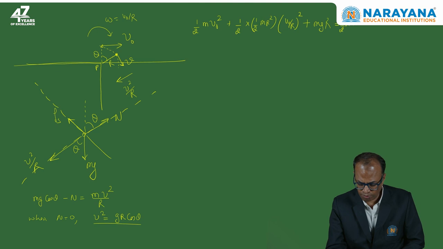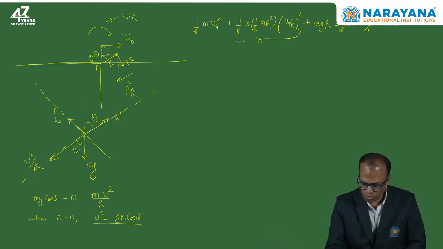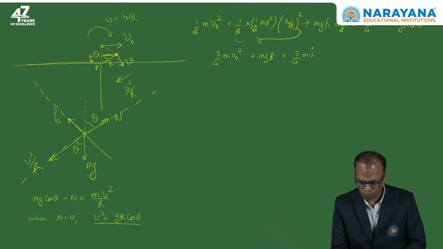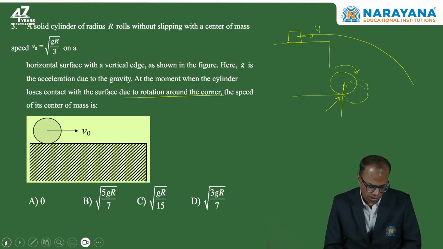and I'm going to equate this to final. Final will be 1/2 mv square plus 1 by 4 mv square. I have used this idea. This value will become 1 by 4 mv naught square. Plus now the height becomes r cos theta. So mgr cos theta. So this is 3 by 4 mv naught square plus mgr is equal to 3 by 4 mv square plus mgr cos theta.